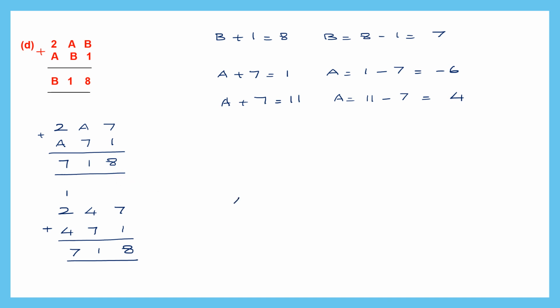So now we know the value of A. A we found out to be 4 and the value of B we found out to be 7, as we found out here. Here we found A and here we found B. So we've got our values 4 and 7.